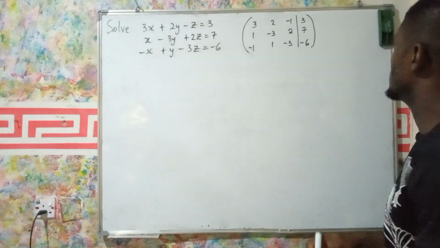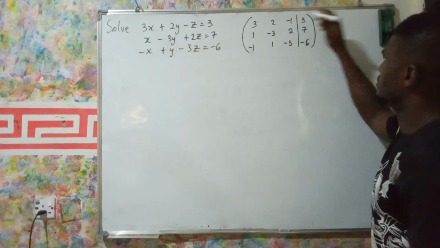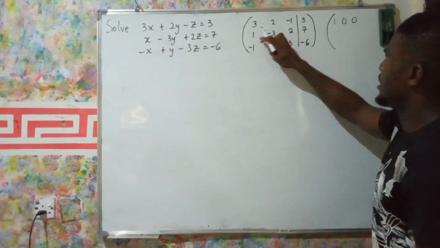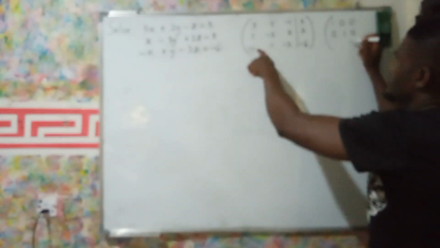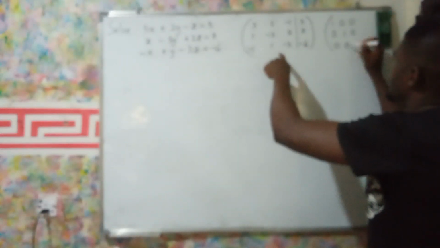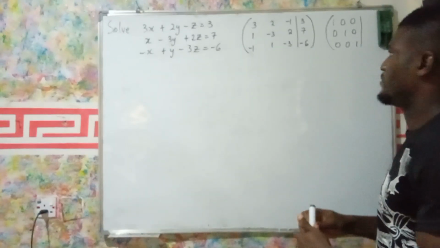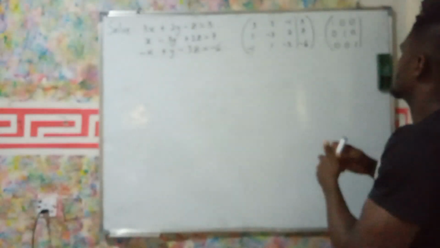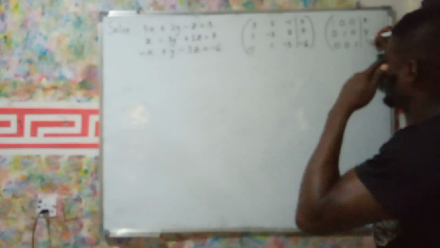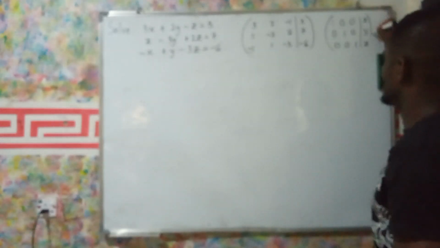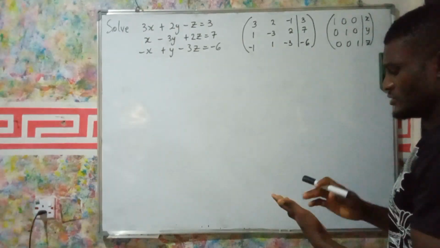Remember, the goal is to have 1, 0, 0 in the first row, 0, 1, 0 in the second row, and then 0, 0, 1 in the third. That's what we expect to have, and when we do that, the value here will represent x, the value at this point will be y, and the value at this point will be z. So this is what we are planning to get.